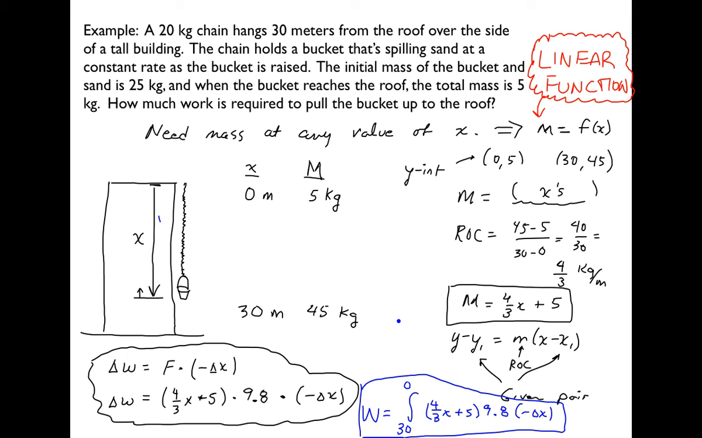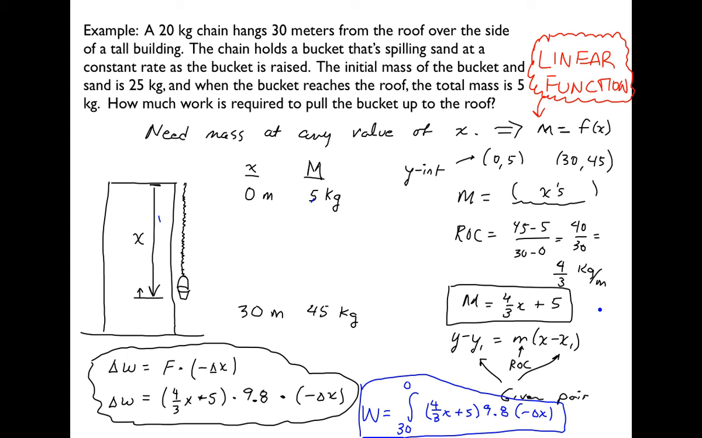Why aren't we accounting for the weight of the chain? We did, didn't we? Yes, because we include it in the mass. That's all included in this. So this 45 kilograms is everything: the chain, the bucket, the sand, and then this is the chain, the bucket, the sand at the top. So it's included in our mass formula.